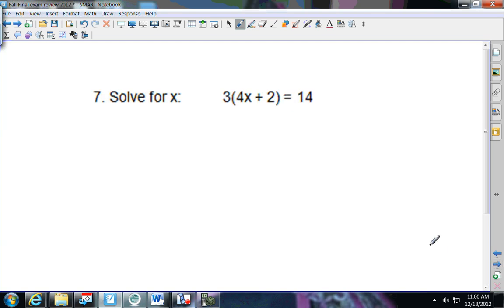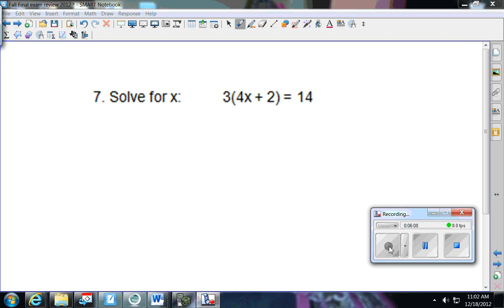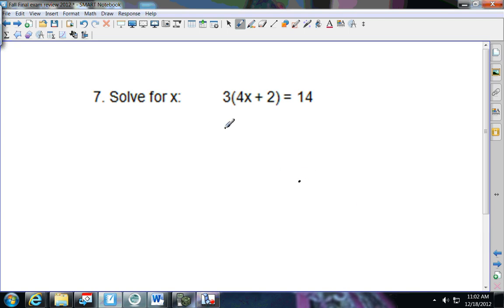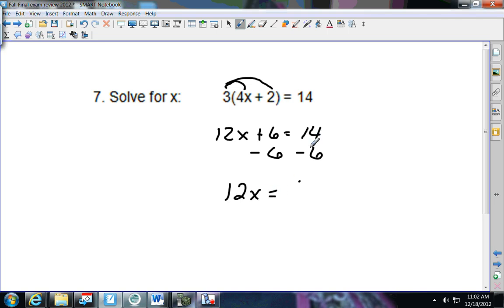Next one, right here, you need to start with the distributive property. So you have to take 3 times 4x and 3 times 2. 3 times 4 is 12x. 3 times 2 is 6. Equals 14. You're going to subtract 6 from each side. 12x equals 14 minus 6, which is 8. Divide by 12. x equals 8 over 12, but you can reduce that.